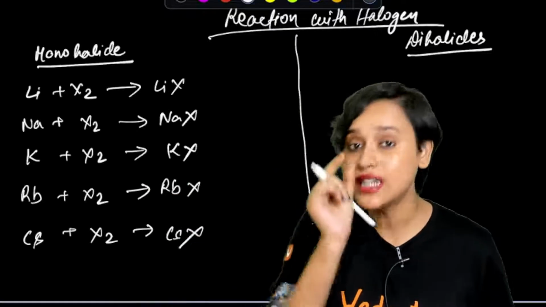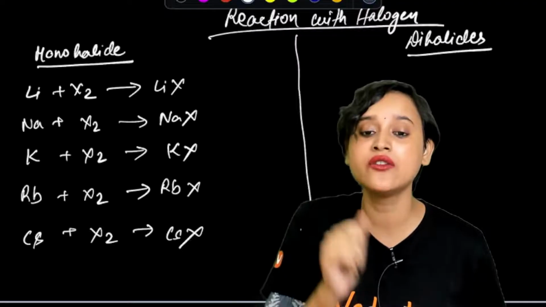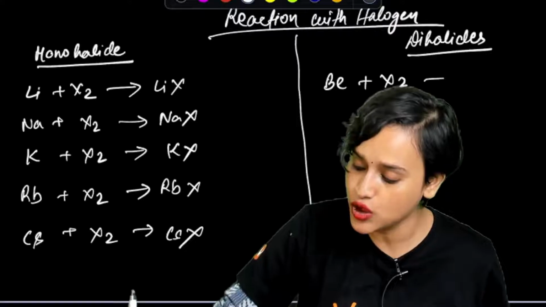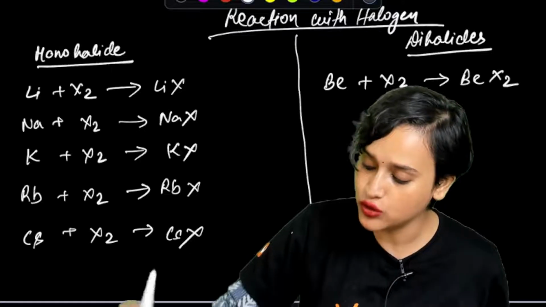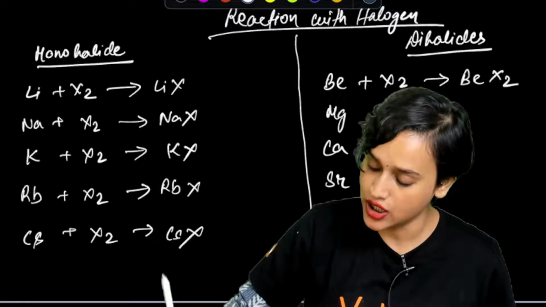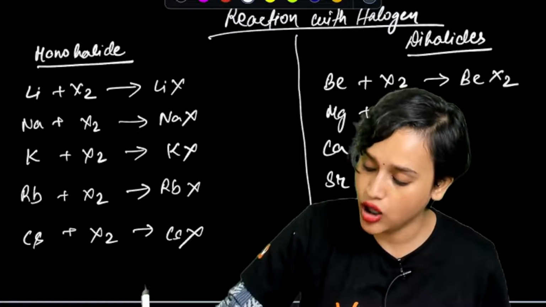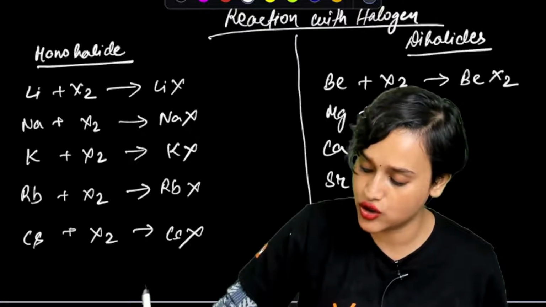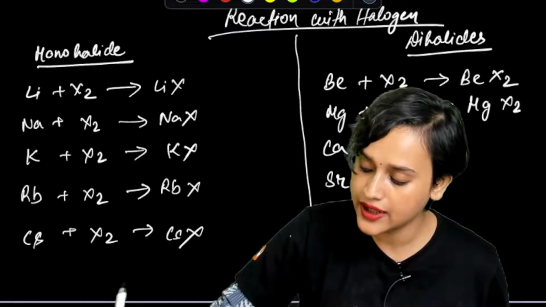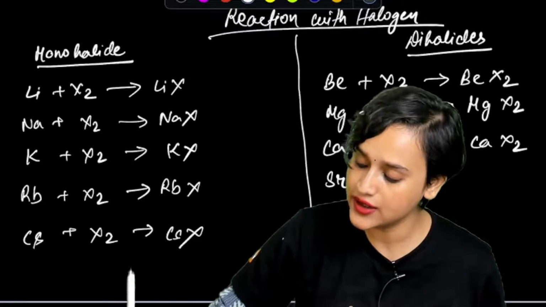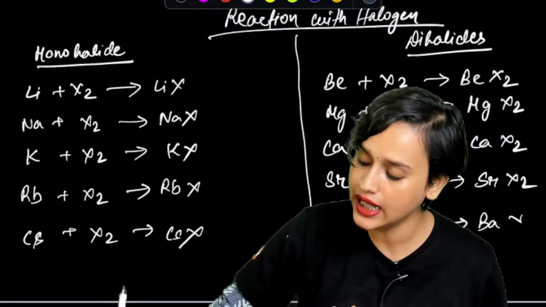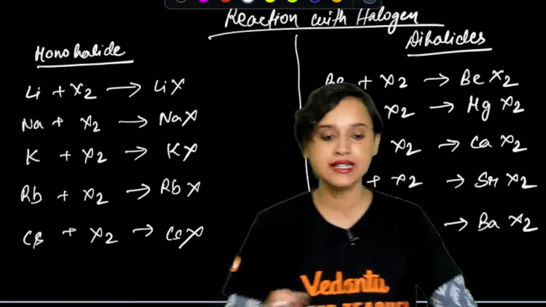Similarly, here the only difference is that they will form dihalides. So beryllium plus X2 will give you BeX2. Then you have Mg, calcium, strontium, and barium, and if they react with X2, they will form MgX2, CaX2, SrX2, and BaX2. Am I clear, everyone?